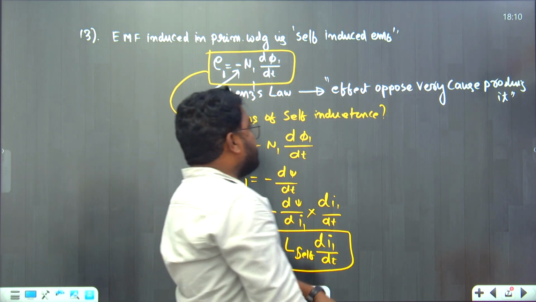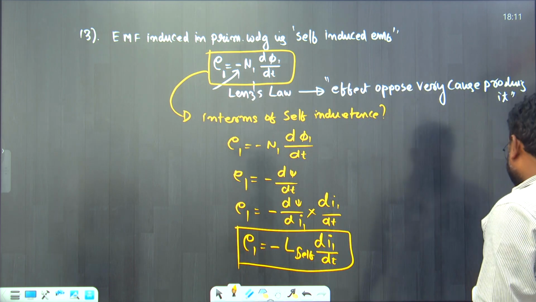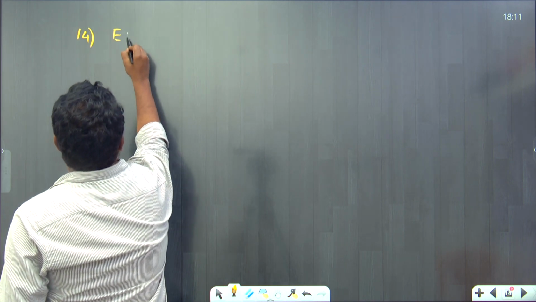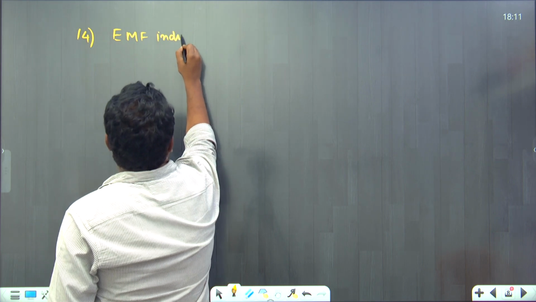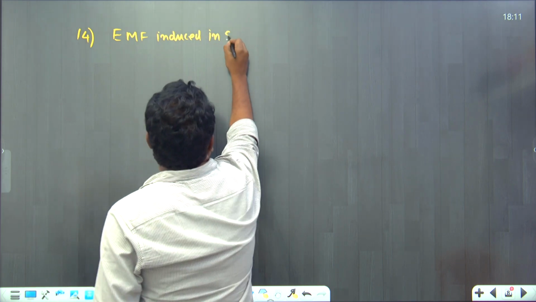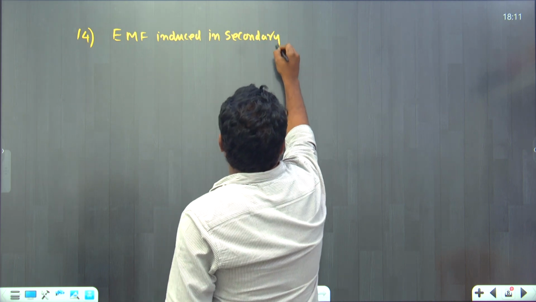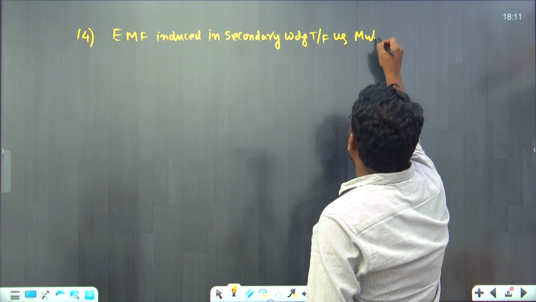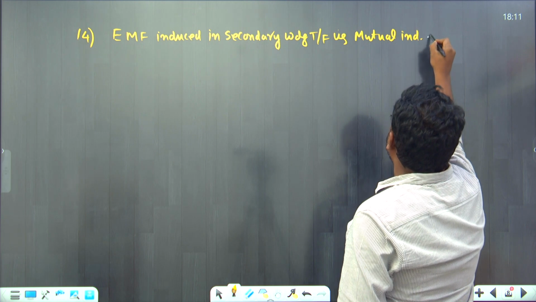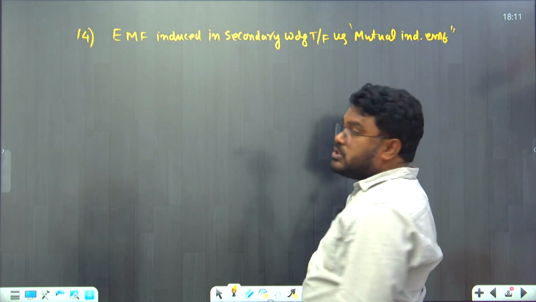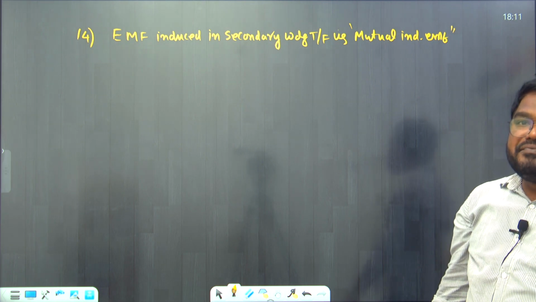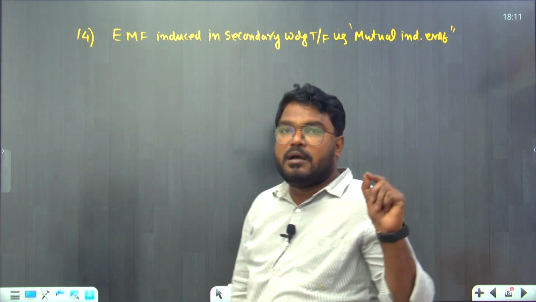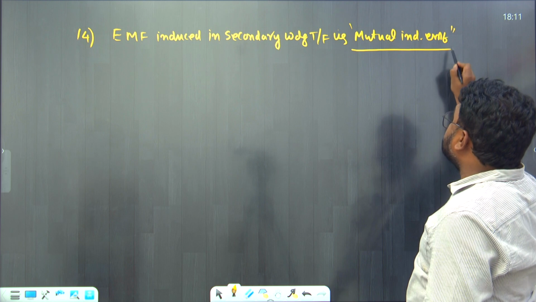And in a similar way, there is one more possibility of the question: the EMF induced. This is the 14th point, the EMF induced in the secondary winding of the transformer. Sometimes we have a question: what is the nature of the EMF induced in the secondary winding of the transformer? The EMF induced in the secondary winding of the transformer is the mutual induced EMF.